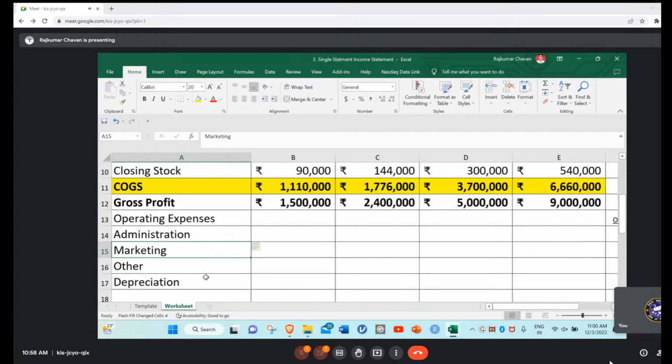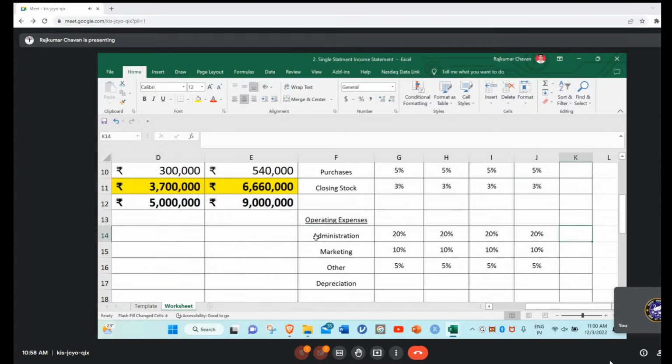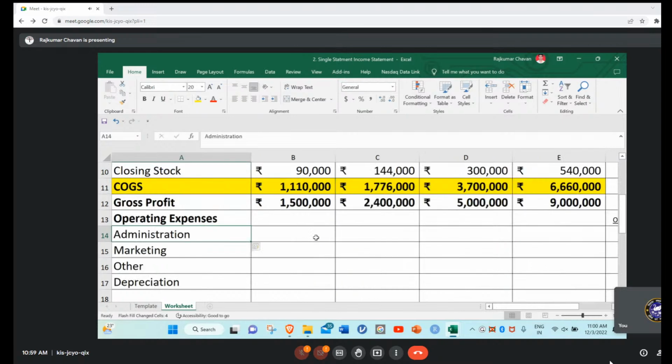Other expenses and depreciation. How did it come automatically? There is an option called flash fill. It will come automatically, all the items, taken from that cell. Okay. So now how to do this administration expenses? What is the information given? How much percent? 20%. Every year there will be 20% administration expenses on gross sales. So what is my gross sales? 30 lakh. So 30 lakh into how much percent?